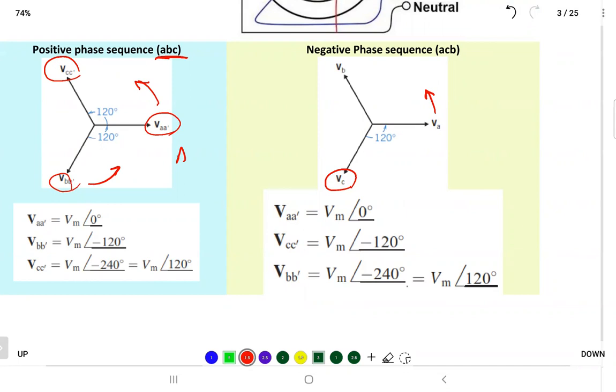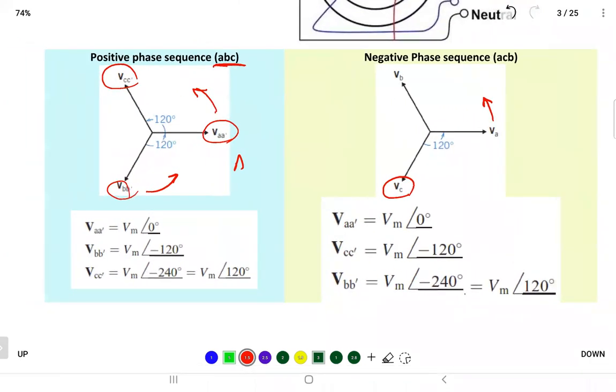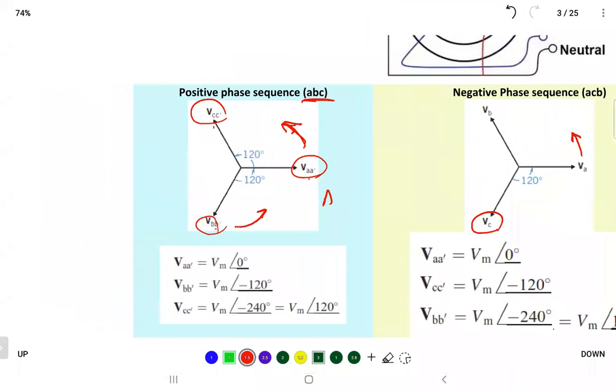B is actually going counterclockwise? No, you see, if you move A in this direction, when A moves in the anti-clockwise direction, what do you get behind? B. That's AA, that's BB, and that's CC. Let me make it bigger.